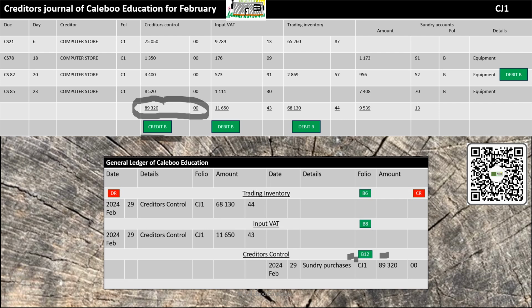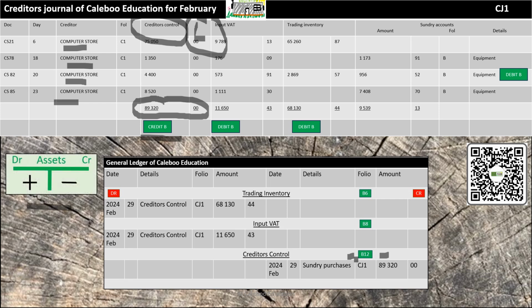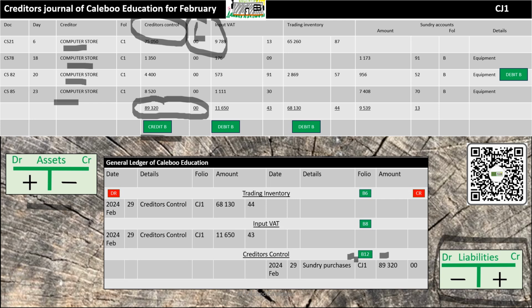Now why do we credit creditors control? Creditors control is a summary of the individual creditors. We only have one, the computer store. It's a liability. When we purchase an item on credit, the liability increases. I'm just going to punch up two rules straight away. We'll do the asset just now, but we're dealing here with a liability.